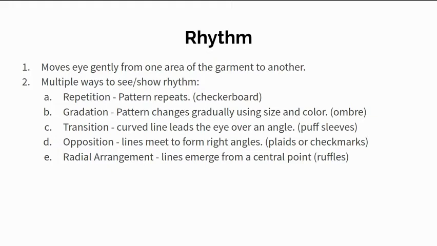Transition. That's when we see curved lines lead the eye over an angle. So think of puffy sleeves. Think of a really fitted top, and then your sleeves are looser, or the big puffy sleeves. I've got examples on the next slides to show you guys. Everything is kind of very sharp, and then you've got these sweet sleeves that come over the arm because your shoulders and stuff are curved. So with that puffy sleeve, it's kind of a smoother transition.